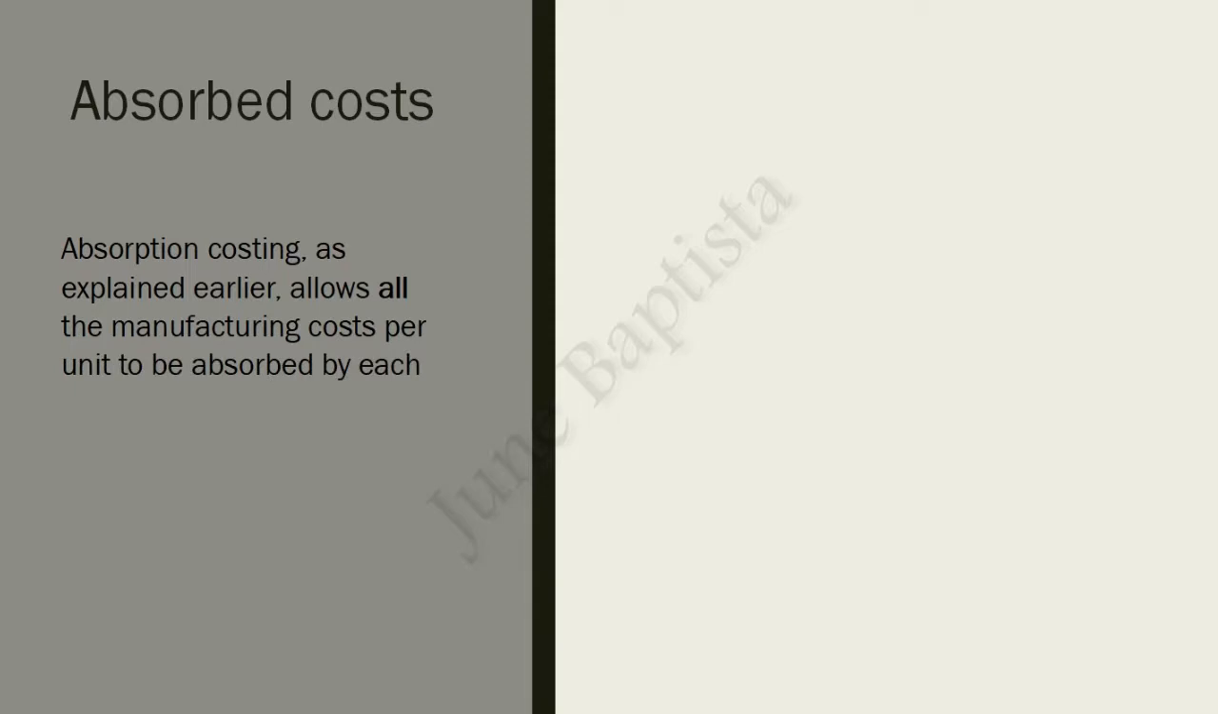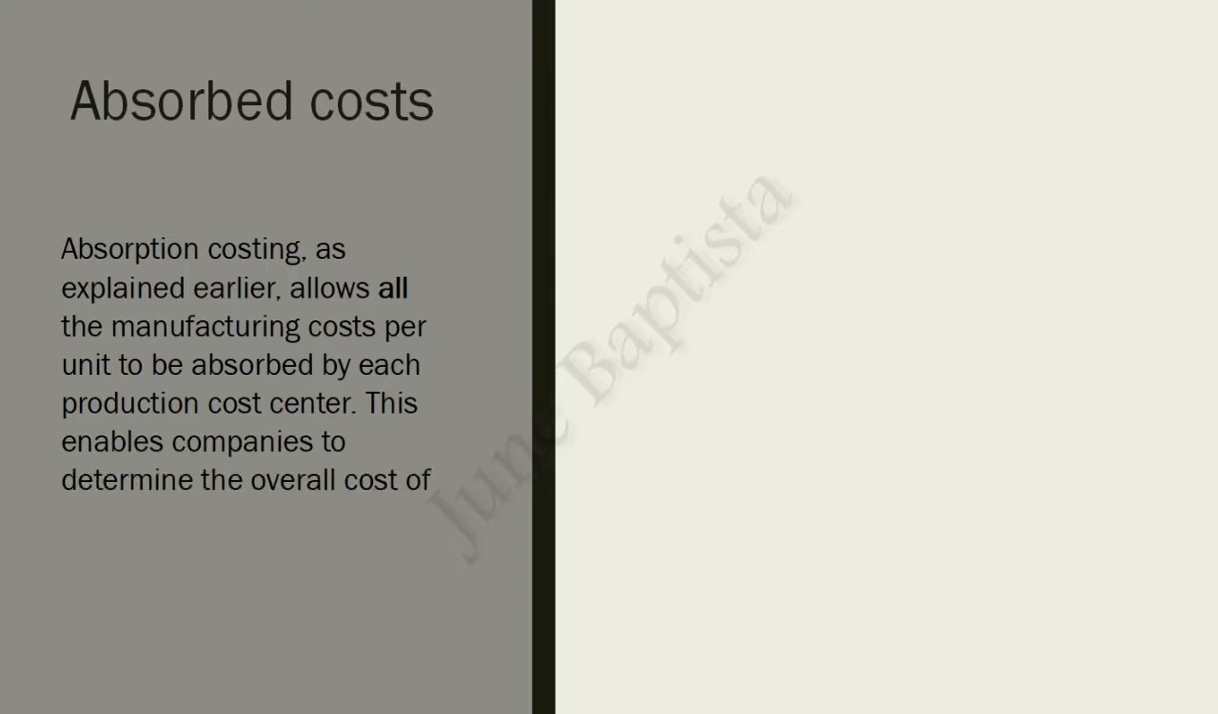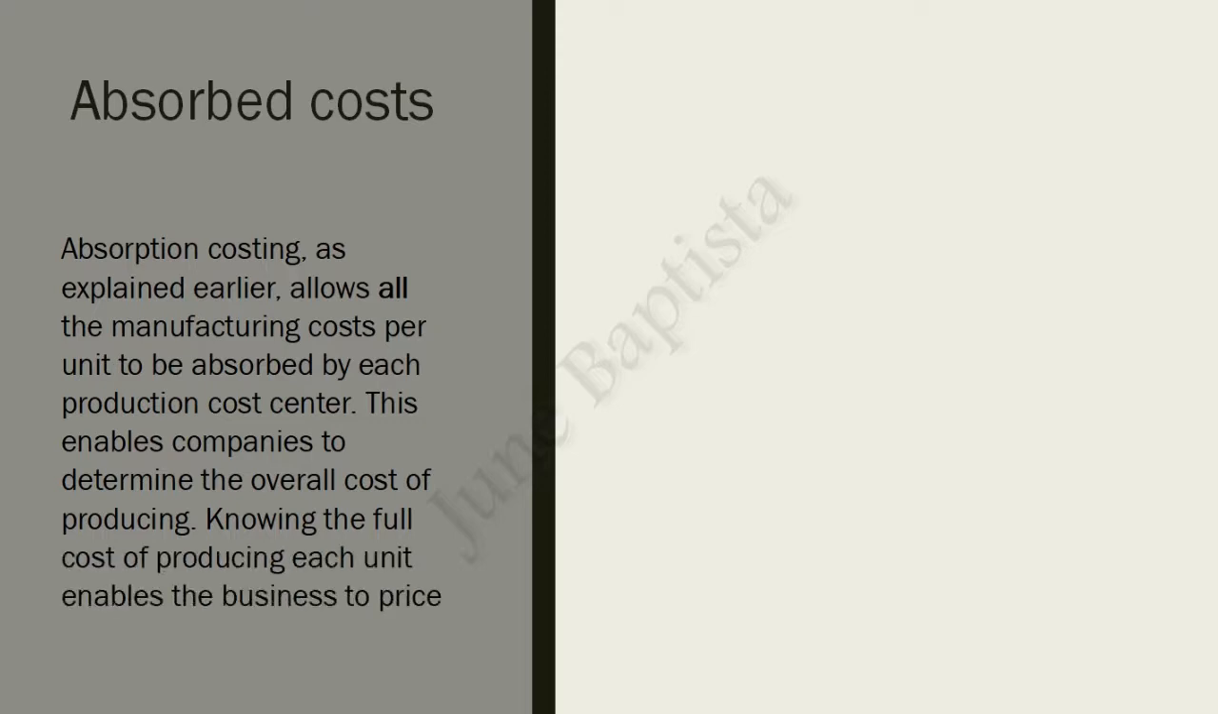Absorbed costs. Absorption costing, as explained earlier, allows all the manufacturing costs per unit to be absorbed by each production cost center. This enables companies to determine the overall cost of production. Knowing the full cost of producing each unit enables the business to price their product.